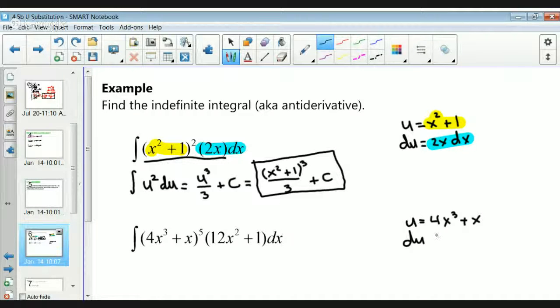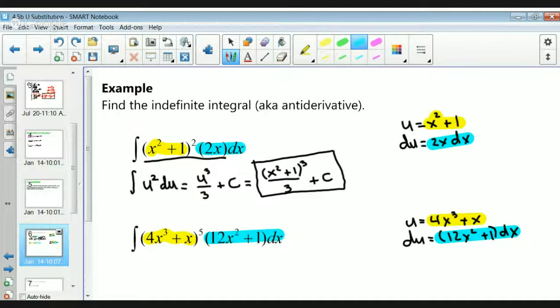So du will be 12x squared plus 1 dx. All right, go ahead and get out your highlighters. So first let's highlight what u is, 4x cubed plus x, which occurs right here. And then change colors and find the remaining part of your integrand, which is 12x squared plus 1 dx. I'm going to highlight that out here also.